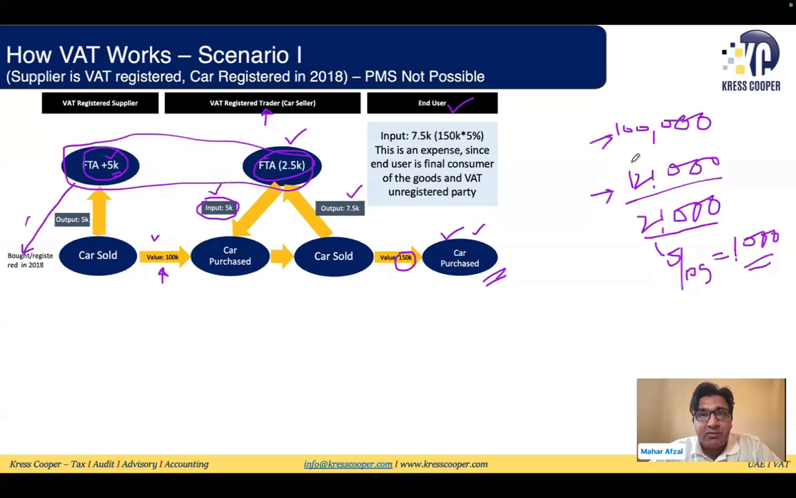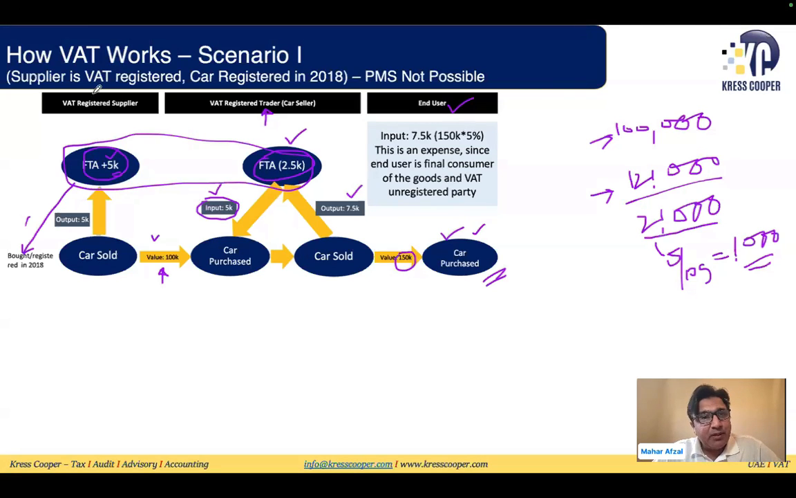Based upon this, the scheme works. So considering these conditions, what are the conditions that we have discussed initially? As I said, goods are being bought from the individual or the person who is already applying the profit margin scheme, and these goods have already been taxed in the UAE. These are the two major conditions.